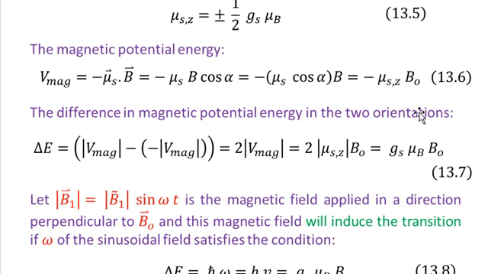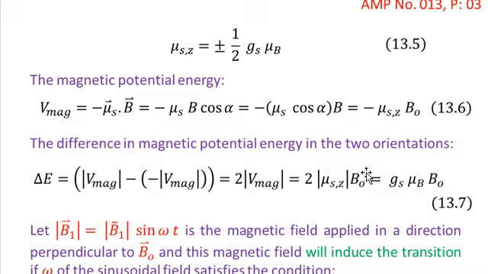And if you put in the values of the z component of the spin magnetic moment from equation 5 or equation 7, you will get the final result equal to Gs times mu B times B naught. So this is the difference in magnetic potential energy of the electrons in the two orientations. That is, when you apply the magnetic field, the electron spin will be separated into two levels, and these two levels will have an energy separation equal to delta E.